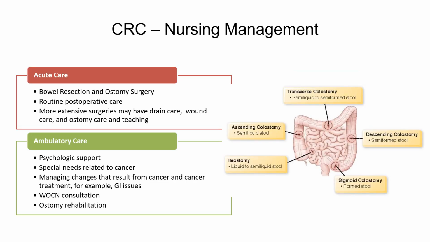So acute care. They may need to have a bowel resection. That means that they're just removing a piece of the bowel and then connecting the bowel together. They may end up with an ostomy. It could be any of these here pictured, transverse, ascending. It just depends on where the cancer was and how much of the bowel they had to remove. If the surgery was pretty extensive, they may have a bowel after surgery. They may require wound care, ostomy care, and teaching, so keep that in mind. Ambulatory care, so once they go home, psychological support if they have an ostomy and it's cancer, so we want to make sure they have the support and they come back.